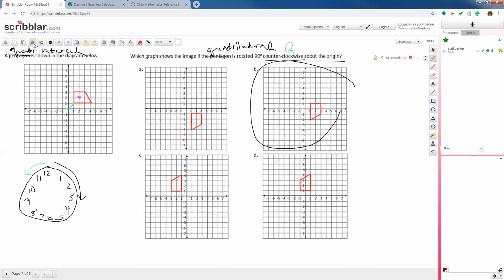Okay. A has been rotated 90, but it's been rotated 90 clockwise. This is why they used the word counterclockwise versus clockwise. You've got to know where you're rotating and what direction. This one, you're going in a clockwise direction. Okay, Ray says D. Yes.